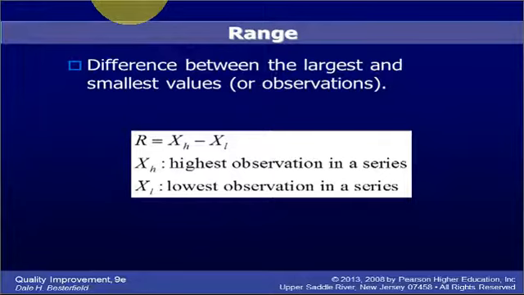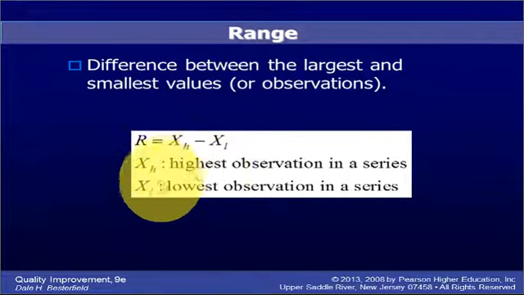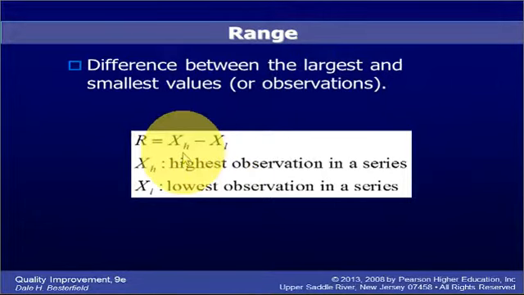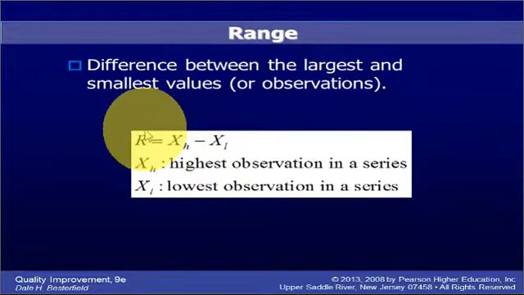Range may be the simplest and easiest to calculate of the measures of dispersion. Range is defined as the difference between the largest and smallest value of your dataset. So XH stands for the highest observation in a series, and XL is the lowest observation. You use the difference between them to define the range.